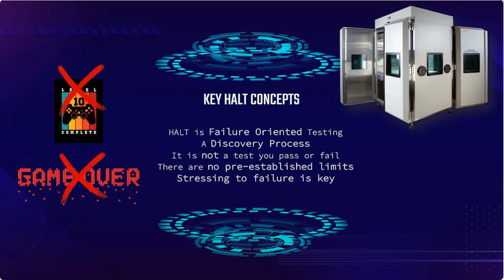Doesn't work that way. You keep going until you find failure modes. Really, the only way to fail HALT is to not find any failure modes. Then you haven't gotten the value from the test. It's a discovery process, a chance to find out how your product will fail in the field.